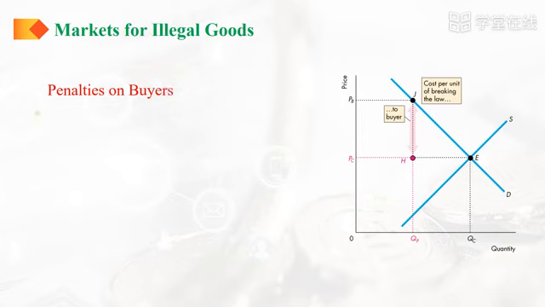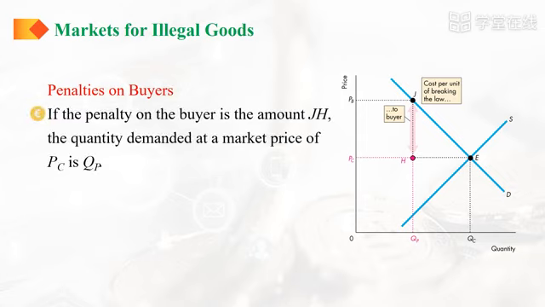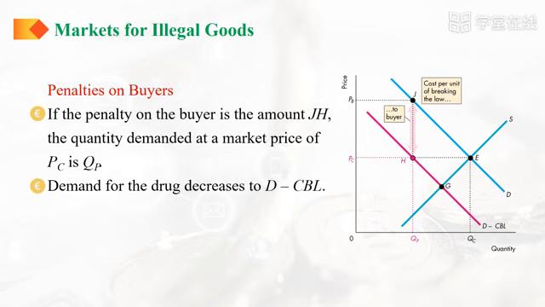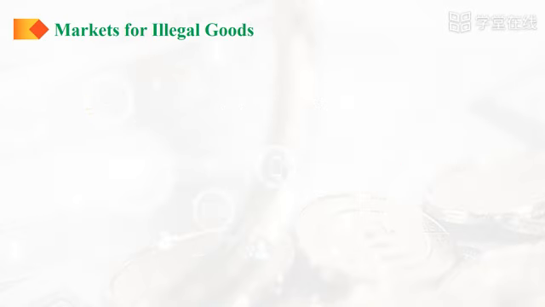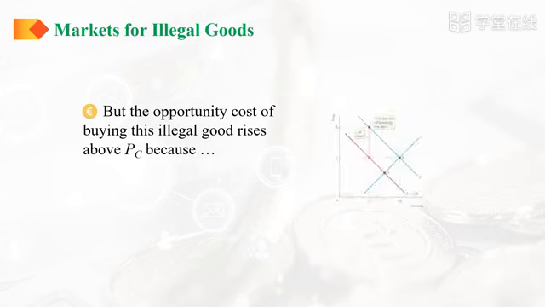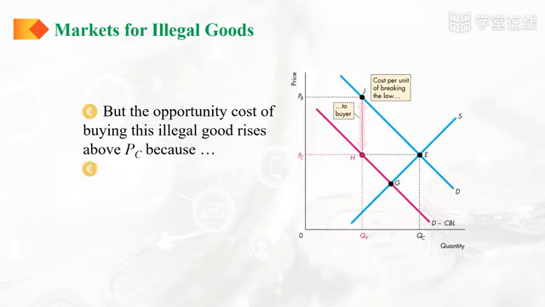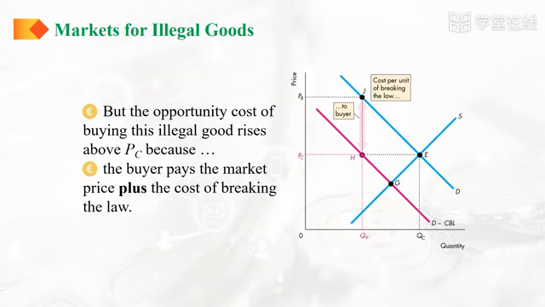In the US, it is illegal to possess drugs such as marijuana, cocaine, ecstasy, and heroin. Possession of marijuana can bring a prison term of 1 year, and possession of heroin can bring a prison term of 2 years. Penalties fall on buyers, and the cost of breaking the law must be subtracted from the value of the good to determine the maximum price buyers are willing to pay for the drugs. Demand decreases, and the demand curve shifts leftward. In figure 6.13, the demand curve shifts to D, CBL. If penalties were imposed only on buyers, the market equilibrium would move from point E to point G.